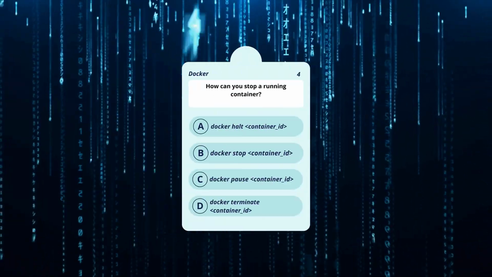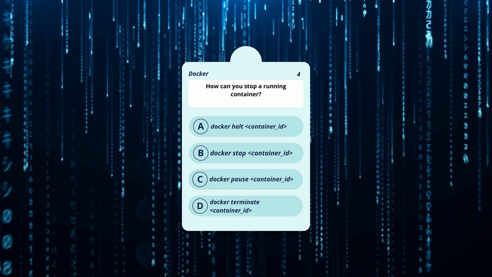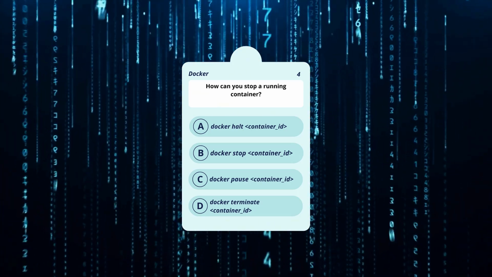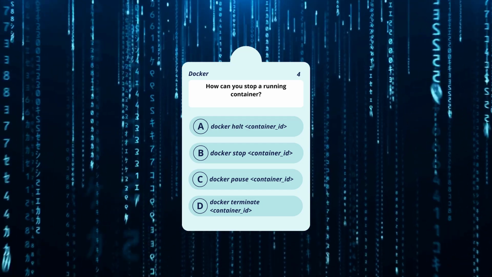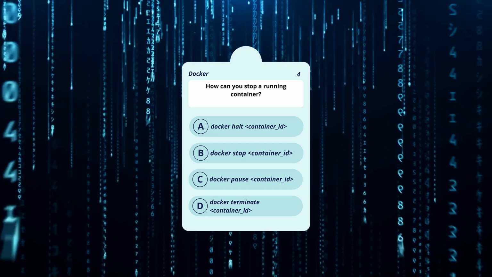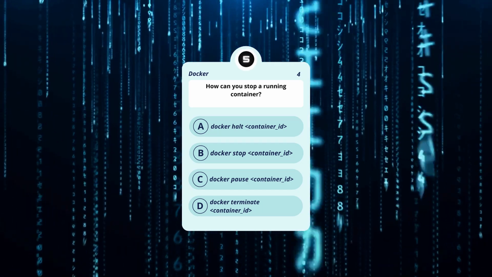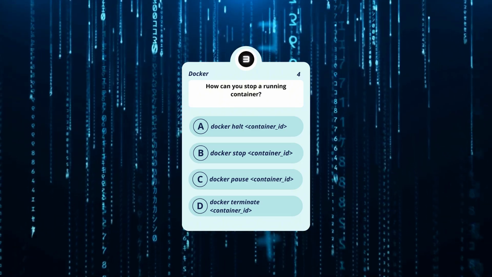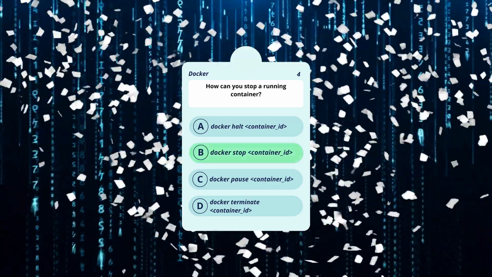How can you stop a running container? A. docker halt <container_id>. B. docker stop <container_id>. C. docker pause <container_id>. D. docker terminate <container_id>. Answer: B.